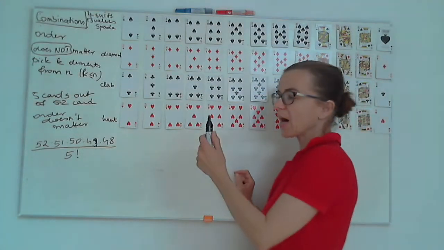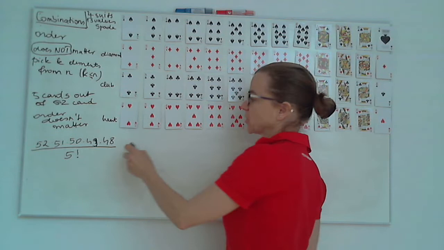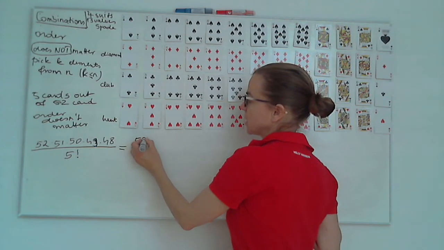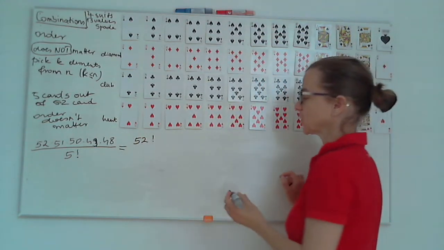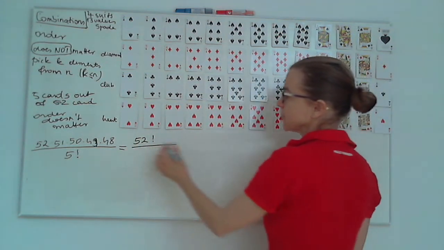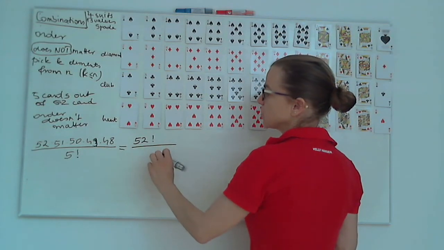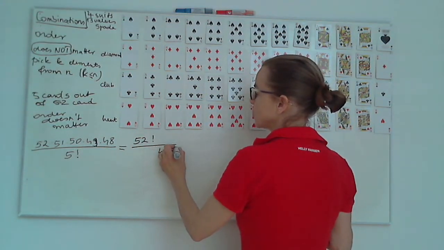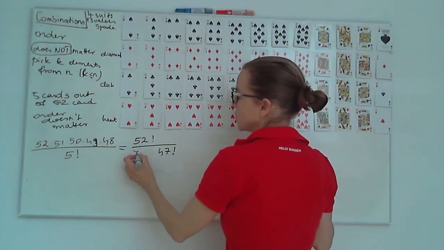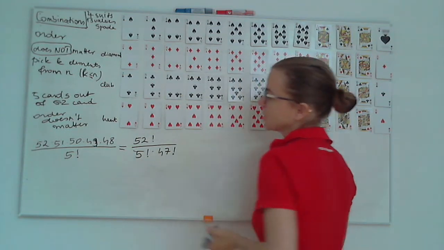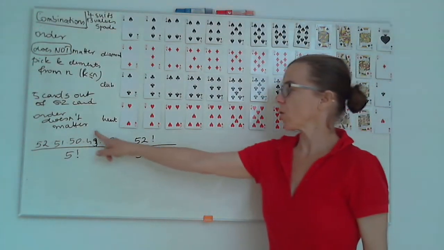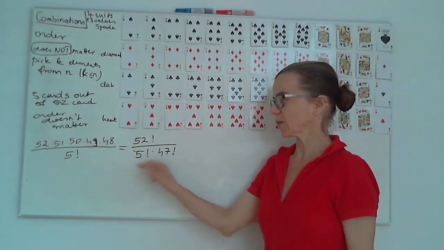I'm not going to calculate it. Instead, I'm going to show you how many different ways you can write this up using factorials. First way is to say that in the numerator, I write down 52 factorial, but then I know that here I have a lot of extra factors, so I will have to divide by them. 48 was the last number I used, so I'm going to divide by 47 factorial to get rid of the extra which I entered here. And of course, this 5 factorial stays here. So that's one way to write down the combination solution using factorials.